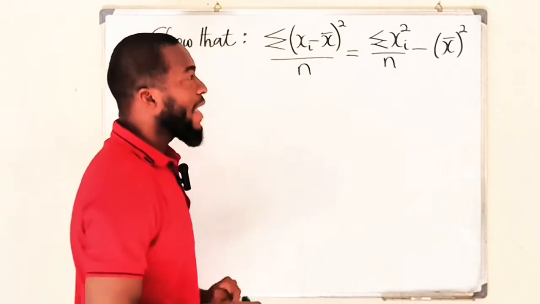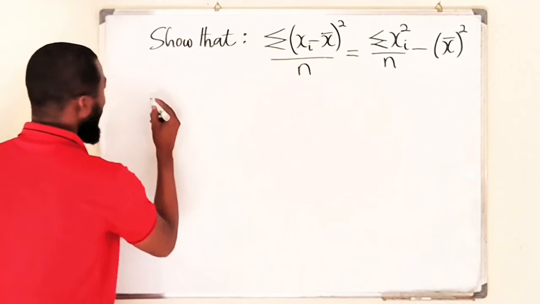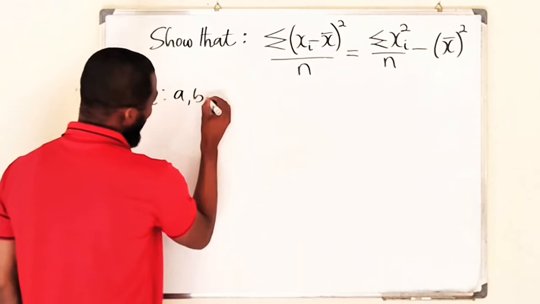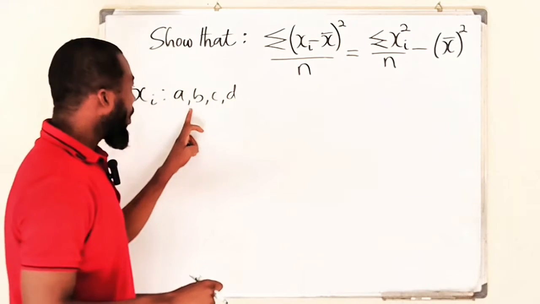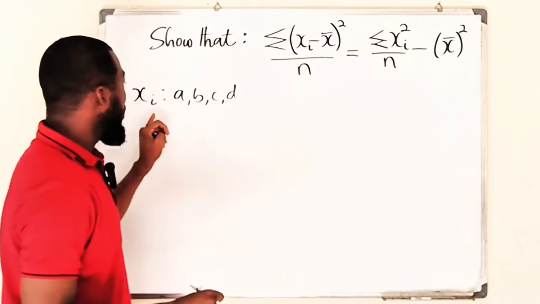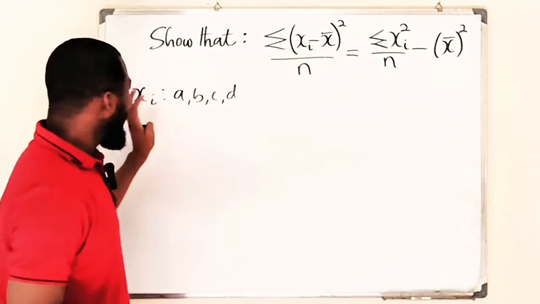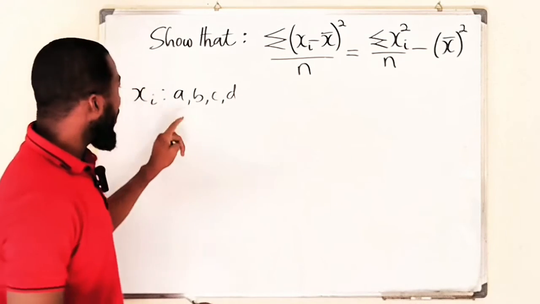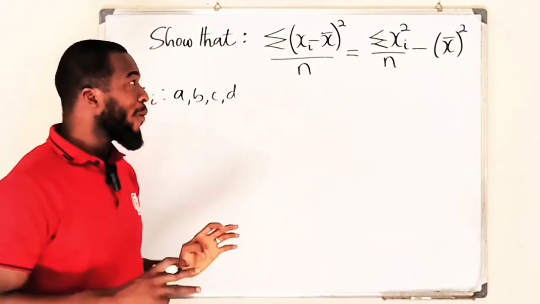Let's start with xi. What is xi? Xi are just the data given to you. For instance, if I have my xi's to be a, b, c, and d, these are my x1, x2, x3, x4. It depends on i. If i is 3, you are referring to this term. So these are the data given to you. N is the number of data: 1, 2, 3, 4. In this case, n is equal to 4.